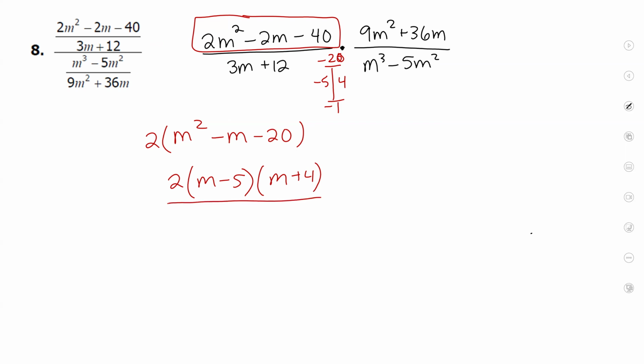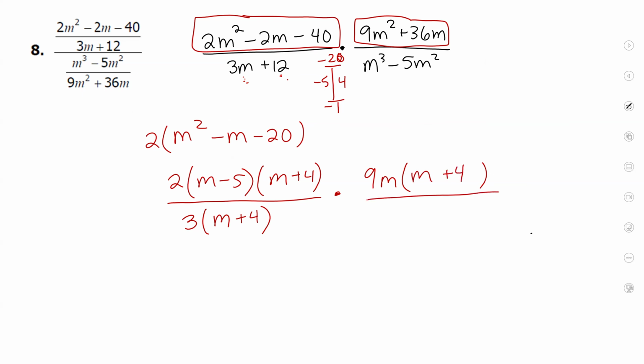The denominator, what can both of these be divided by? 3. So we're going to pull out a 3, and we'll be left with m plus 4. So that's our first rational. Let's do the second one. This numerator, what can we take from both of them? 9, that's it. And there we go. Tell me what we're left with. M plus 4. All right, what can we divide this denominator by? M squared. Tell me what's left.